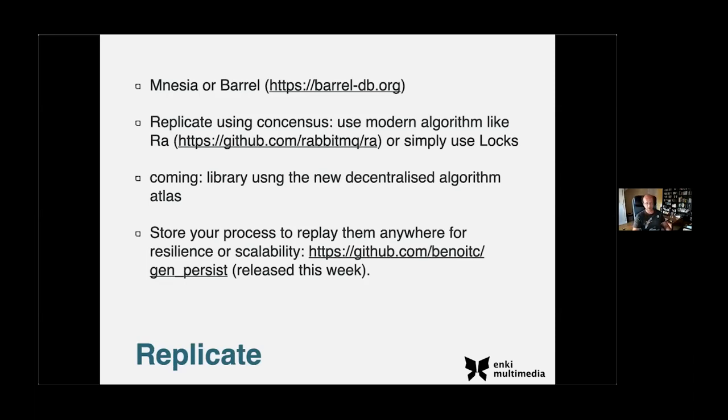You can also do replication using consensus, using modern algorithms like Raft, using the Ra library from RabbitMQ, which I advise a lot. This is very easy to replicate consistently to different nodes, but also to do some fan out if you want to have some followers and just query those followers for concurrency, for example. Or use logs from UVigor, but that's not much maintained these days. Coming, there is also a new library using the new decentralized algorithm Atlas, which has been published in June.